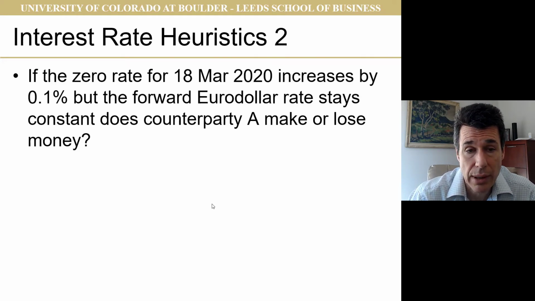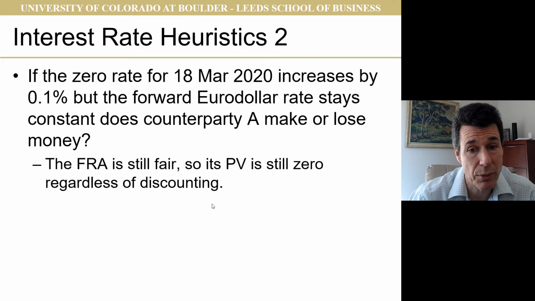Okay, what about if the 0 rate for the 18th of March, that's the beginning rate, increases by 10 basis points, but the forward Eurodollar rate stays constant, then does counterparty A make or lose money? Well, they traded at the fair rate, so they started out with a present value of 0. Given that rate hasn't changed, the present value stays the same, so A neither makes nor loses money. So again, we can play these games. We can look at different ways of rates changing and just think about what happens.